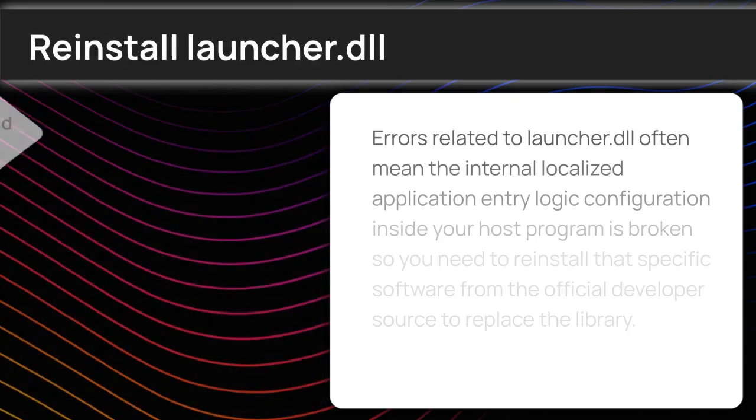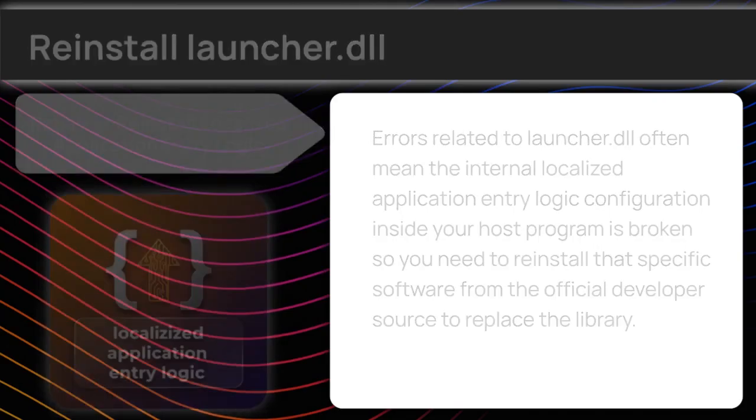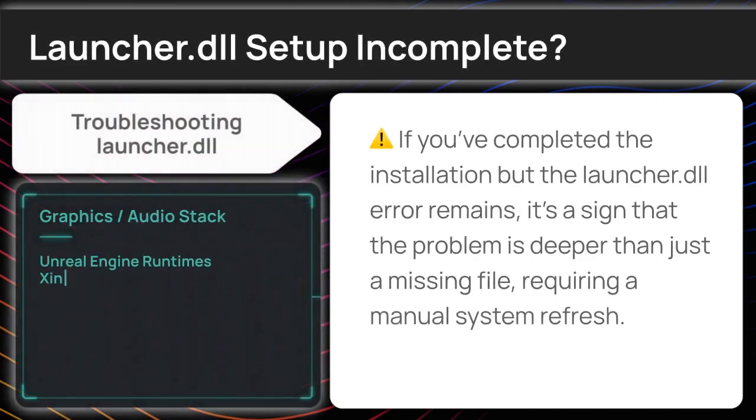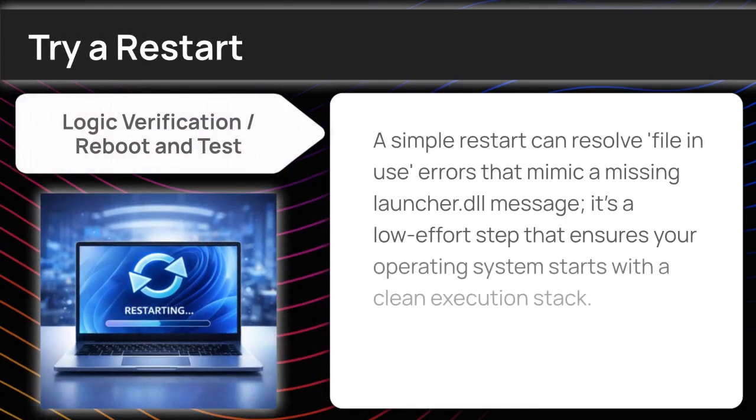Errors related to Launcher module DLL often mean the internal localized application entry logic configuration inside your host program is broken, so you need to reinstall that specific software from the official developer source to replace the library. If you are still encountering the error after following the official setup, it's time to investigate the underlying system architecture. A standard reboot clears out temporary memory conflicts and gives the Windows loader another chance to properly register the Launcher module component during startup.